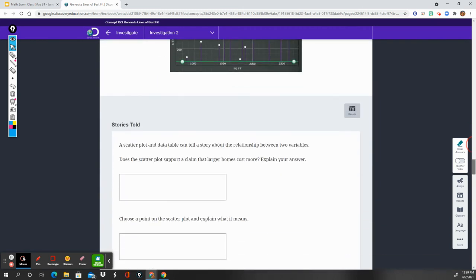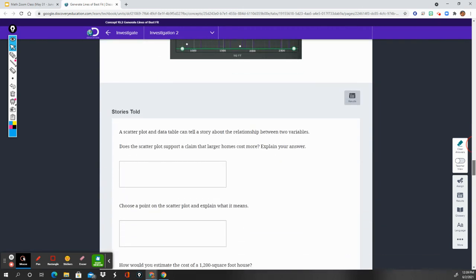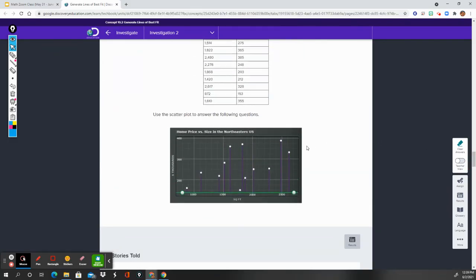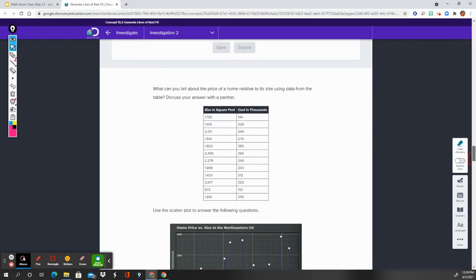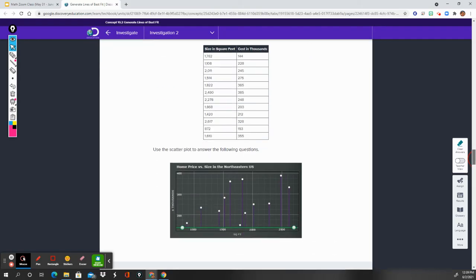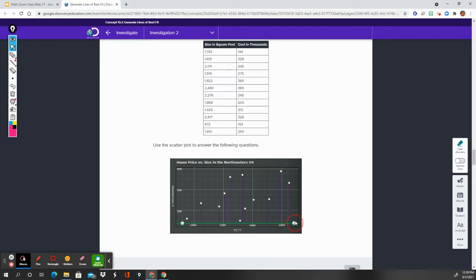But I'd really like you to think about stories told. So I'd like you to talk about relationship between two variables when it comes to larger homes costing more or not. So you're going to see this right here. This is the one I want you to look at. It even provides you the table of the data. And then what do you notice with the trend?